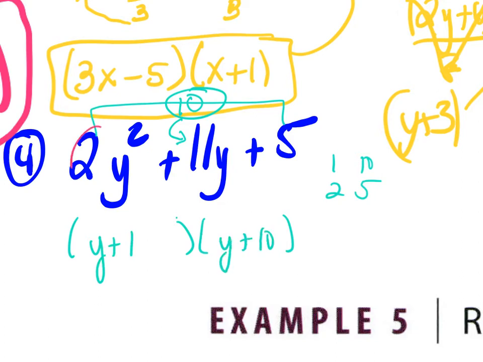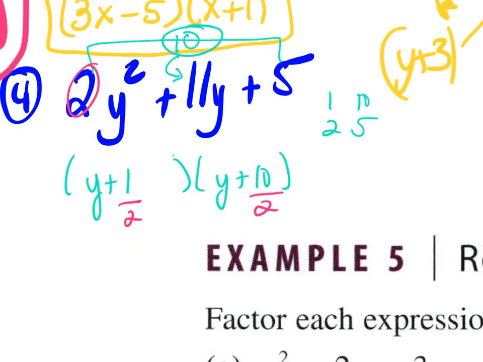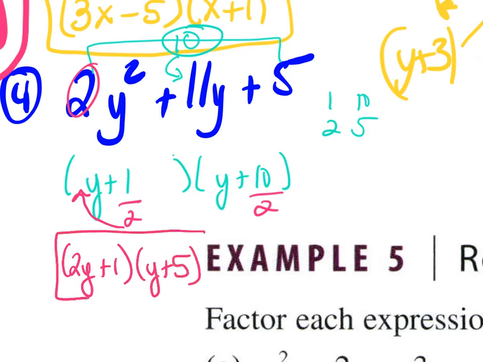And then I have to worry about that A term. A is not 1, so I divide both of my factors by 2, which is the A term. 1 divided by 2. Does that work out nice and pretty? No, so that becomes my coefficient. So it's 2y plus 1. What about 10 divided by 2? 5. Perfect. So y plus 5. It's the exact same thing as factoring like we did yesterday, guys. You just have that one little step of taking the A term and putting it underneath each factor. That's all you gotta do.